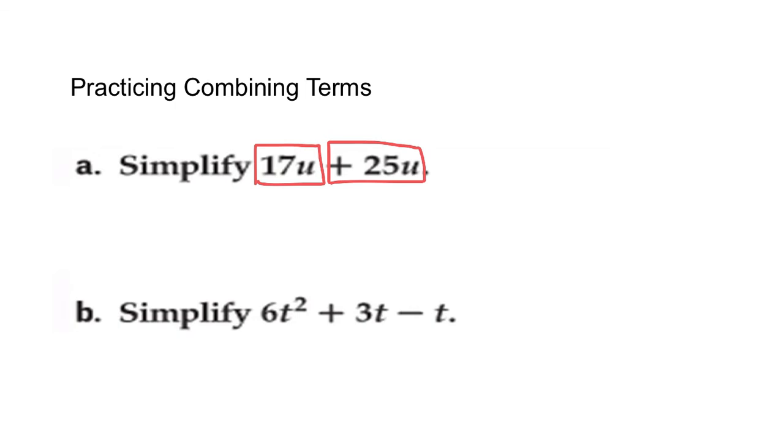So 17 plus 25 will give me 42. And then the U just stays U. It's kind of like we're saying 17 umbrellas plus 25 umbrellas to get 42 umbrellas. We don't do anything else to that U. It just stays.